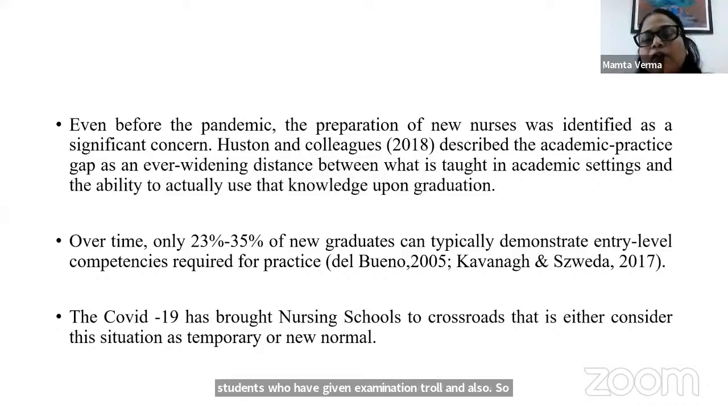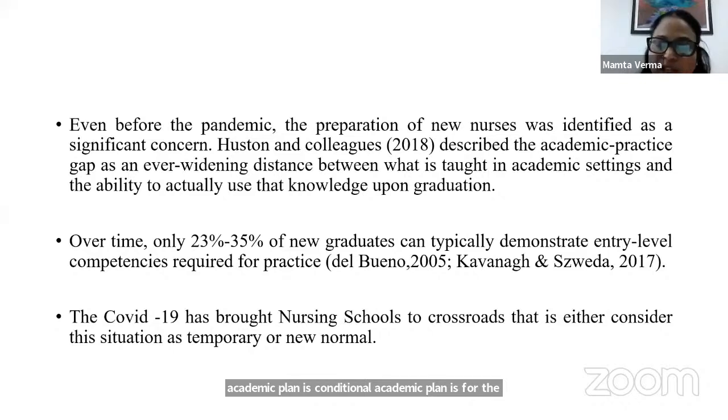Another very important finding, given in 2005, was that over time only 23 to 35% of new graduates can typically demonstrate the entry-level competencies required for practice. This is a drawback projected here through online learning, so the competencies demonstrated were very few. COVID-19 has brought nursing school to a crossroads: either consider the situation as temporary or as a new normal. Still, we are thinking. We cannot plan ahead. Every time we say that the academic plan is conditional, as per the policy of COVID-19.